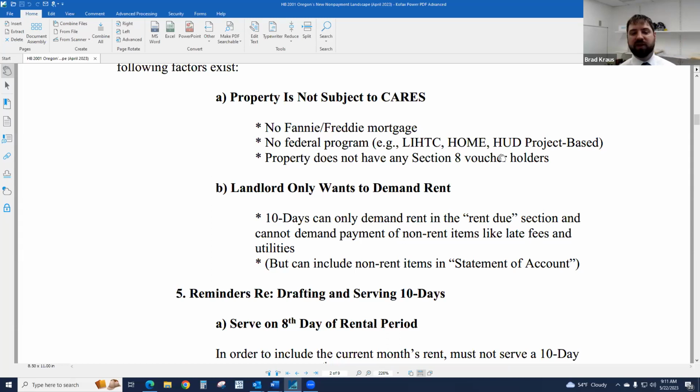Similarly, you cannot include things like late fees or utilities in your non-payment of rent notice. That's for those of you who have properties that straddle the river. Washington is a little bit different than Oregon, so do not convert your Washington thinking down to Oregon. In Oregon, rent is rent. Utilities are not rent. Late fees are not rent. Late fees are not rent in Washington either, but rent is rent in Oregon, and that's it. So that would be things like your base rent, storage charges, parking charges, pet rent. Those things are rent in Oregon, so they can be included in your non-payment of rent notice. Things like utilities and late fees cannot.